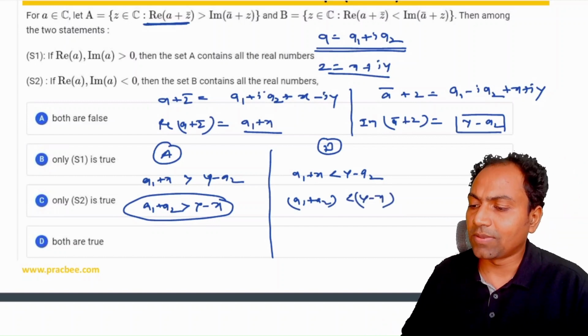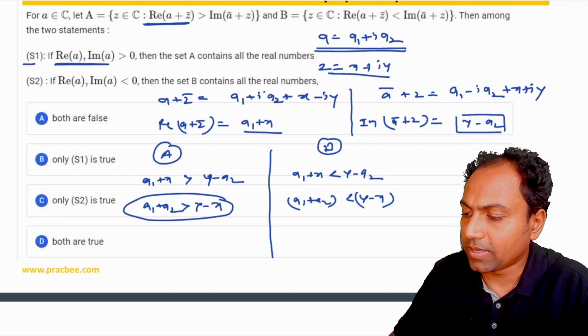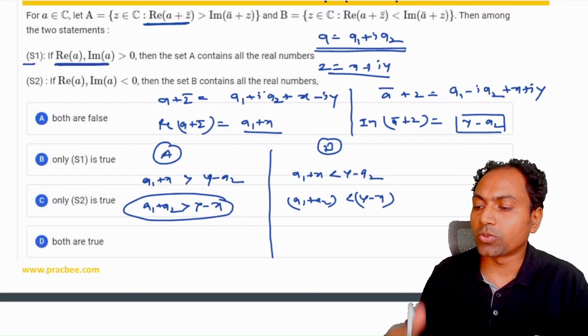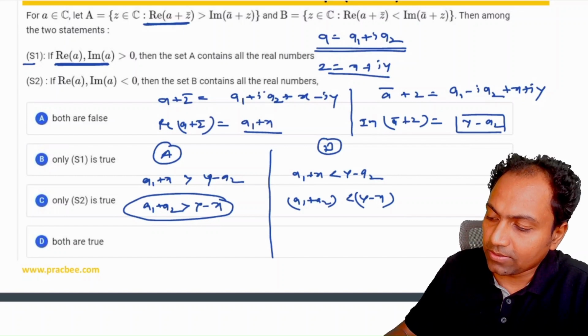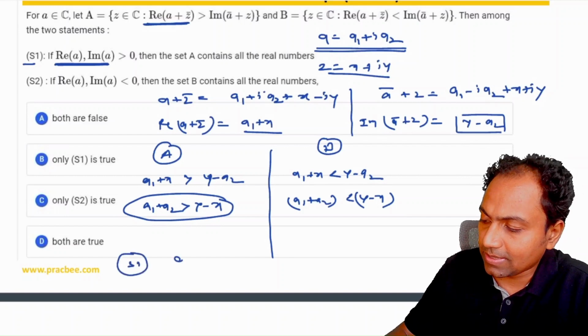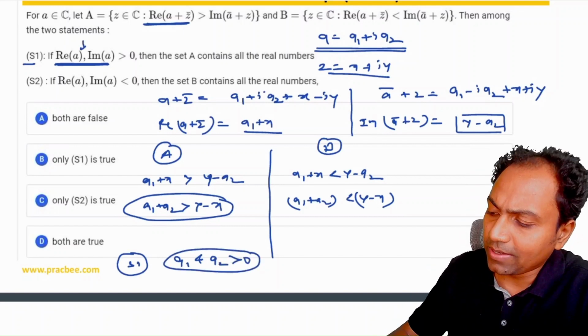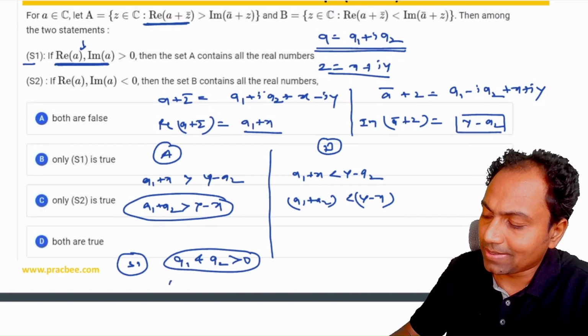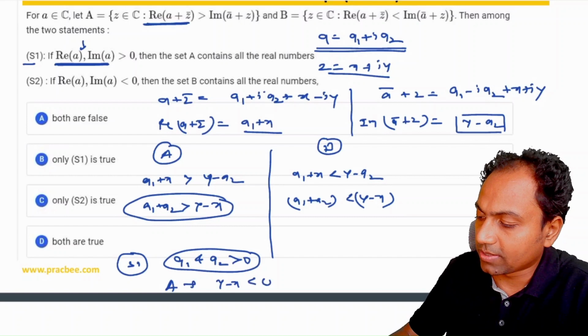What they're saying is they have given two more statements to us. Real part of a and imaginary part of a both are greater than 0. So in statement 1, what they're saying is a1 and a2 both are greater than 0, because they have put a comma between them. If both are positive, that would only mean, from set A, that y minus x is smaller than 0.